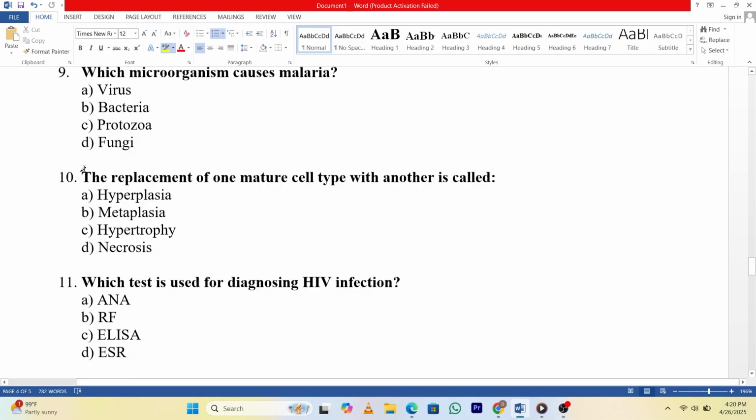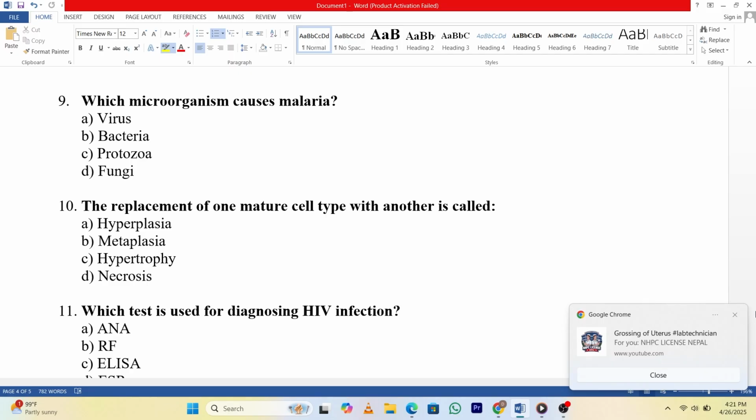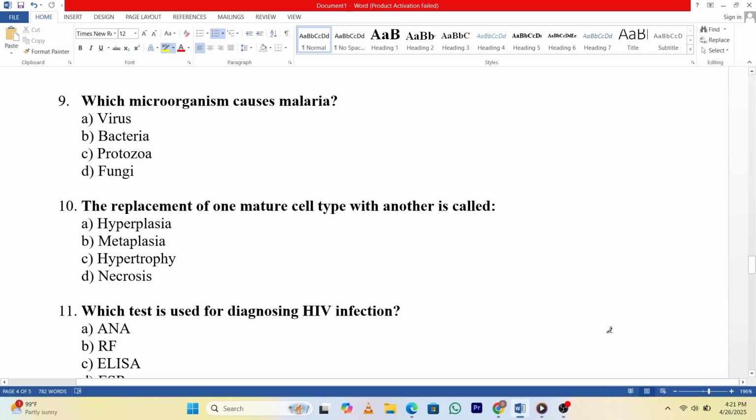9. Which microorganism causes malaria? A. Virus. B. Bacteria. C. Protozoa. D. Fungi. Answer: C. 10. The replacement of one mature cell type with another is called: A. Hyperplasia. B. Metaplasia. C. Hypertrophy. D. Necrosis. Answer: B.